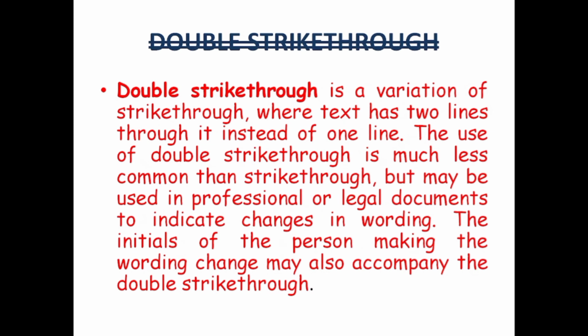The next thing is double strike through. Here you have seen the example. I have cut the text with double strike through, with two lines. So single strike through means the text is cut in between by a single line, and double strike through means the text is cut by a double line from the middle. Double strike through is a variation of strike through where the text has two lines through it instead of one line. It means it can contain two lines to cut itself.